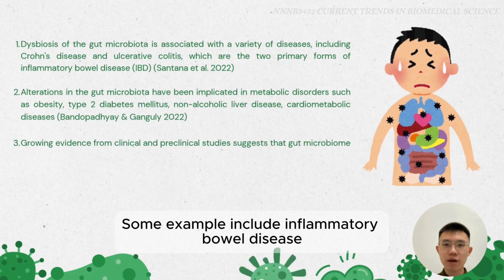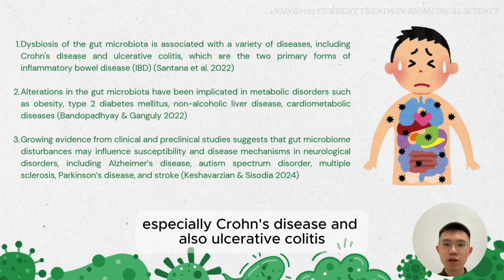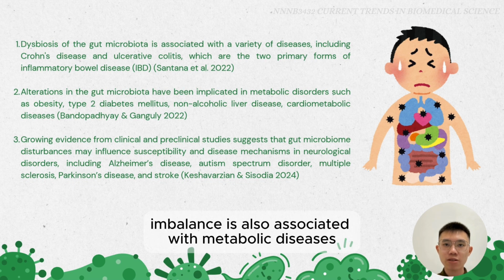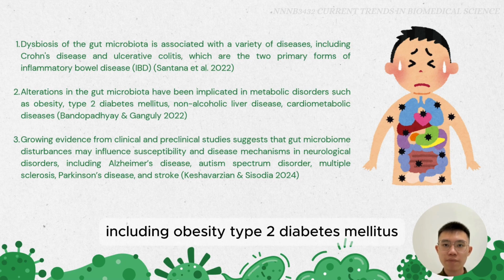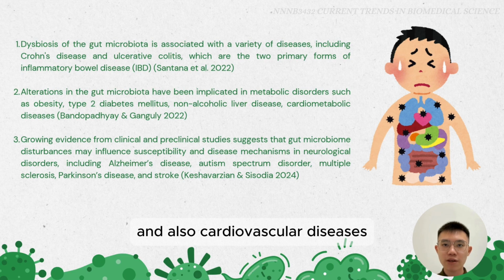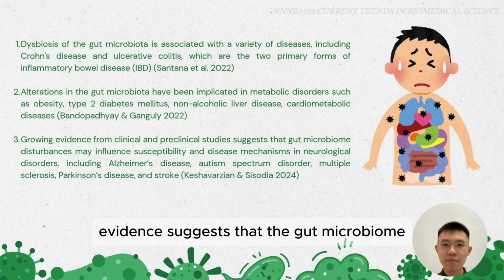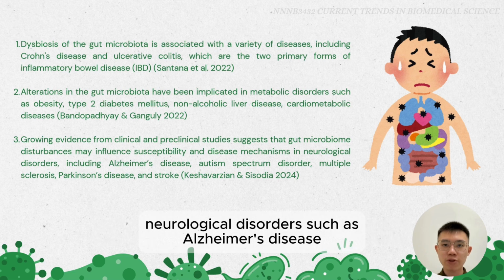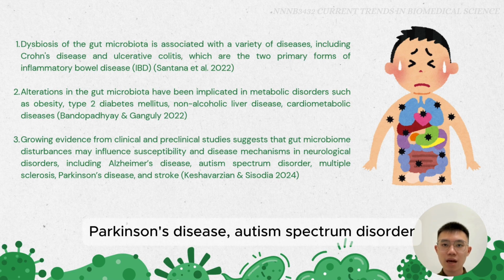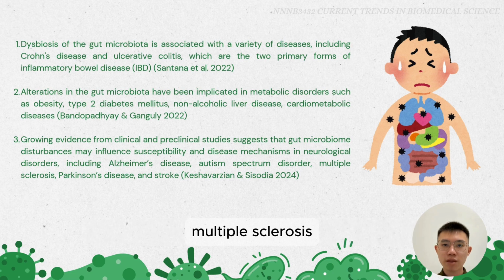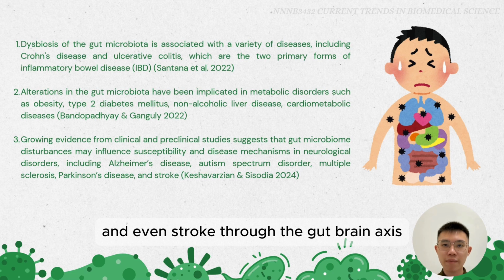Some examples include inflammatory bowel disease, especially Crohn's disease, and also ulcerative colitis. Gut microbiota imbalance is also associated with metabolic diseases, including obesity, type 2 diabetes mellitus, non-alcoholic fatty liver disease, and also cardiovascular diseases. Furthermore, increasing evidence suggests that the gut microbiome disturbance may influence neurological disorders such as Alzheimer's disease, Parkinson's disease, autism spectrum disorder, multiple sclerosis, and even stroke through the gut-brain axis.